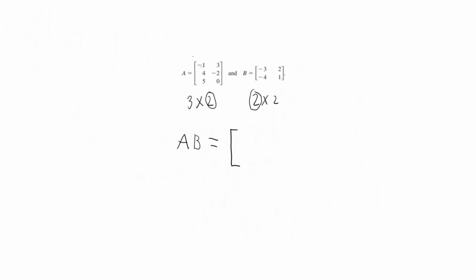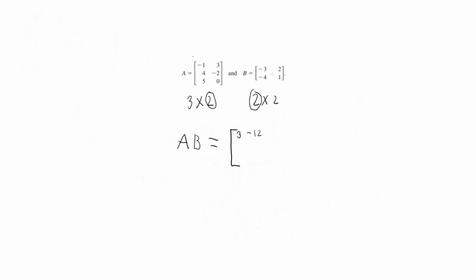So we're going to start by taking row 1 of matrix A and multiplying that by column 1 of matrix B. So we start with position 1. So right here we have our -1. Let's multiply that by -3. So we have 3 here. And then we have our 3 here, and we multiply that by -4. So we get -12. And that goes in that position. So that's row 1 by column 1.